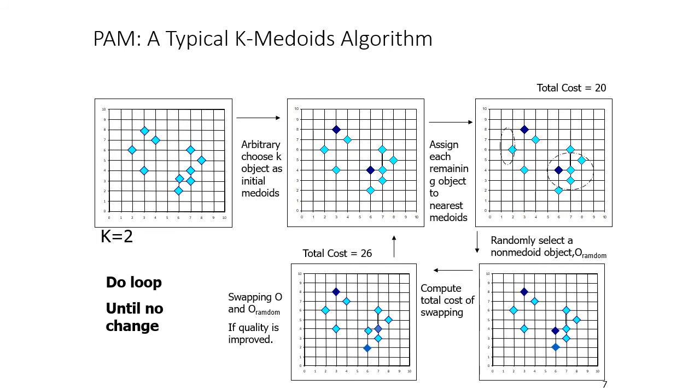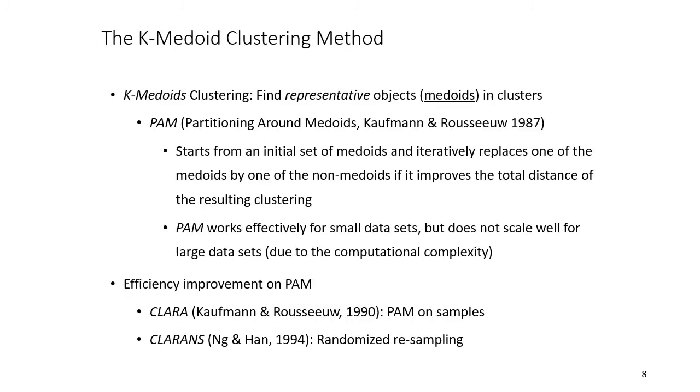Then we randomly select a non-medoid object and compute the total cost of swapping. If by swapping the quality is improved, we do the swap, and if the quality is not improving, we cancel the swap and let the object remain in the same cluster. This process is repeated until there is no change between the previous and the current state, and on getting the same results, we stop the iterations and the result is generated.